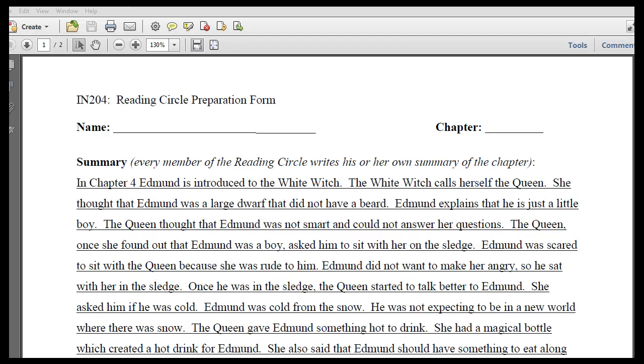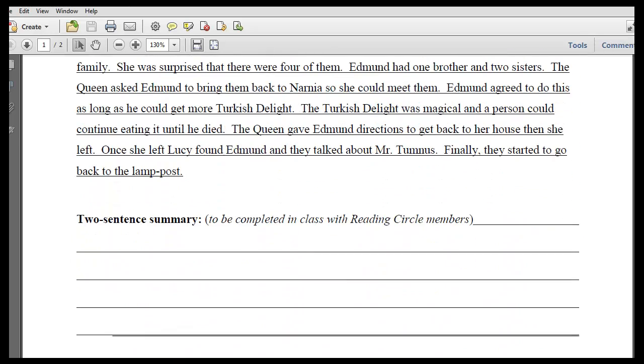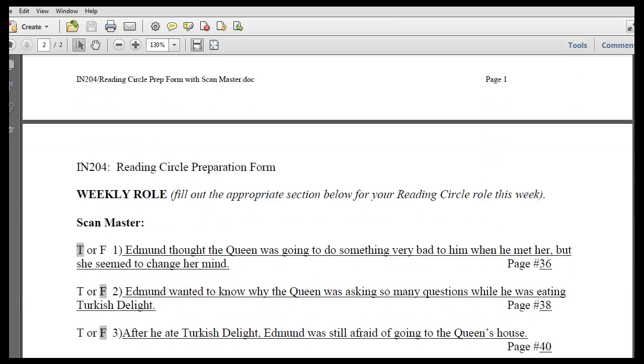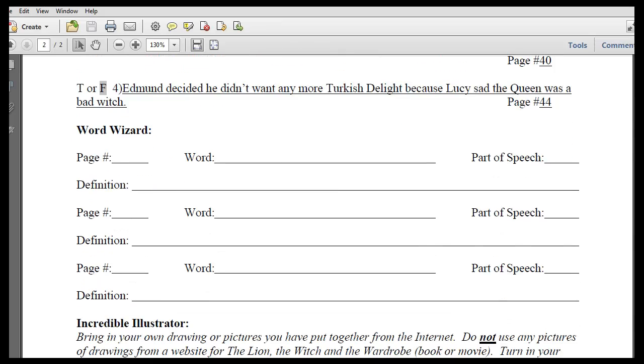As you can see from this example, this student completed the summary, didn't do a 2-sentence summary yet because that will happen in class, and then this week the student is the Scan Master, so they have prepared questions for their group. The rest of the document, however, is still blank.